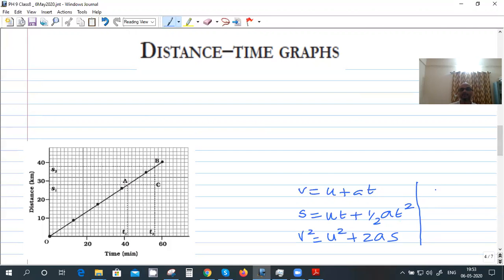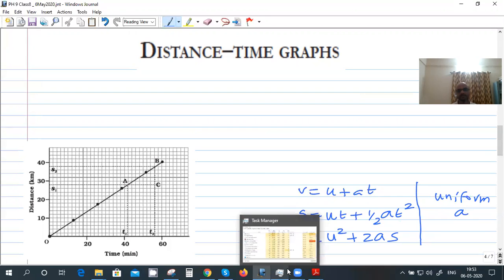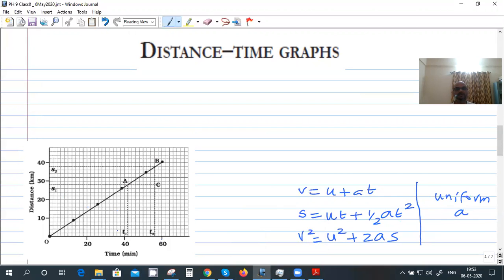All these equations are valid under what condition? Uniform acceleration. Okay, acceleration should not change. So, acceleration not changing means the force which is creating this motion is uniform. Because F equals M A, and mass is not going to change. So if acceleration is uniform, the force creating this motion is also uniform. Okay, there is an assumption for this one.